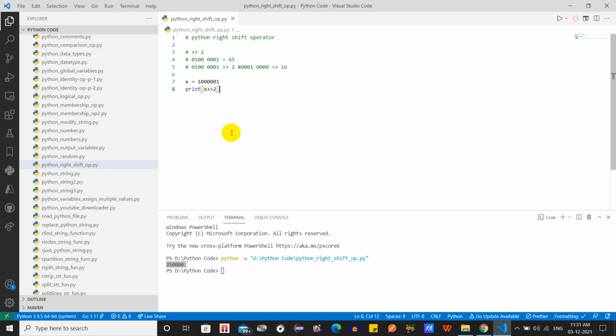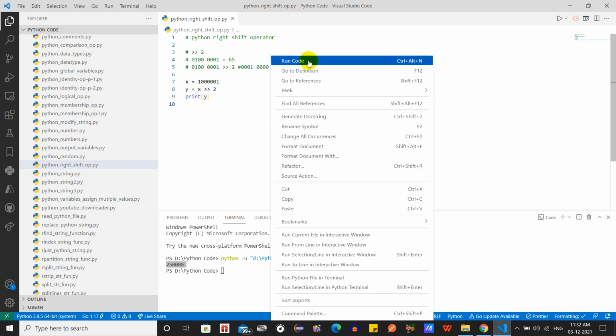It's not a right answer. After right shifting, I will shift. Okay, I do one thing here: y equals x right shift 2. Then I print the y. So now it is going to be written.